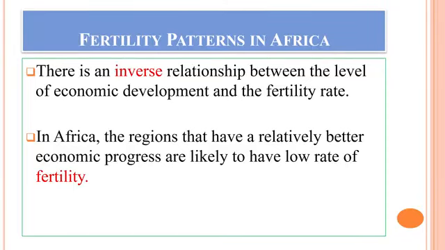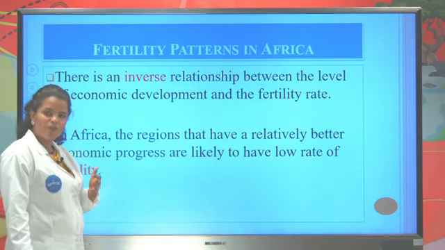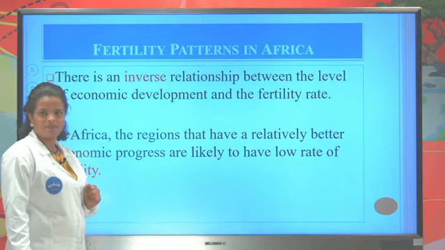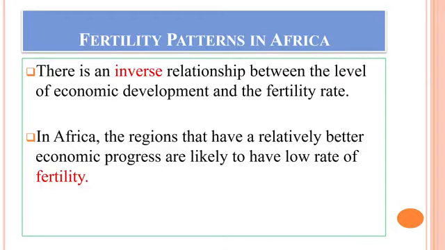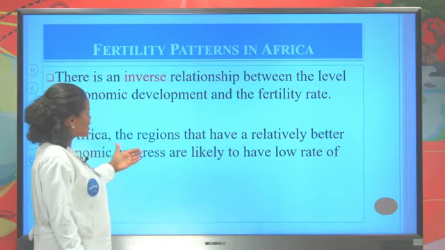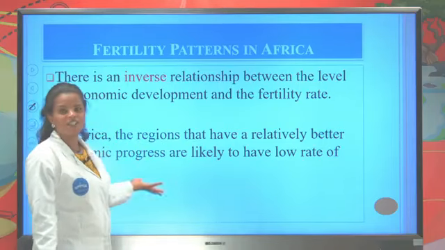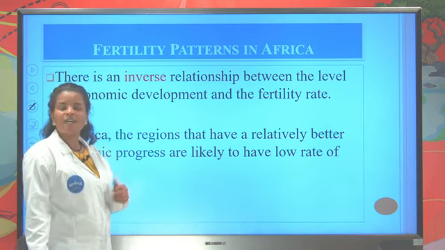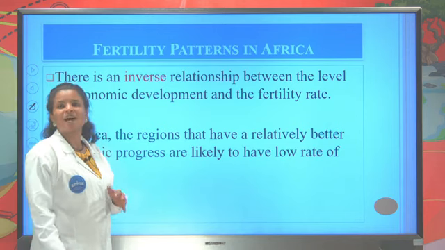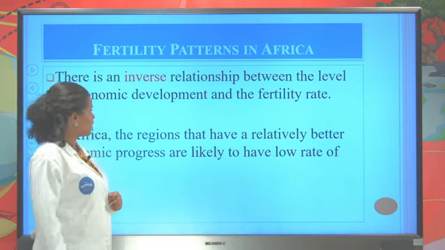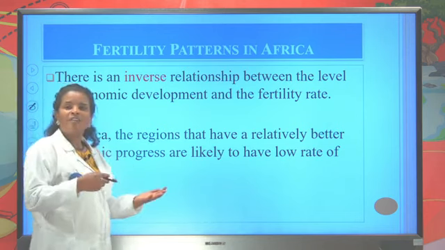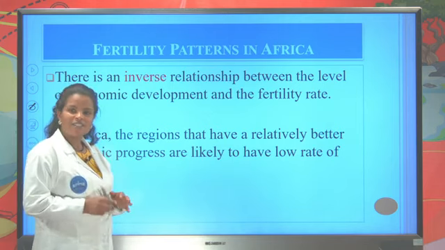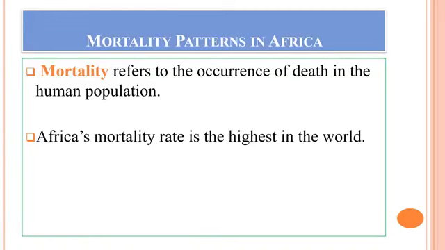There is an inverse relationship between the level of economic development and fertility. For example, in Africa, the regions that have relatively better economic progress are likely to have a low rate of fertility. For example, North Africa has a low fertility rate and a low death rate because it is well developed economically. So fertility rate and economic development have an inverse relationship.